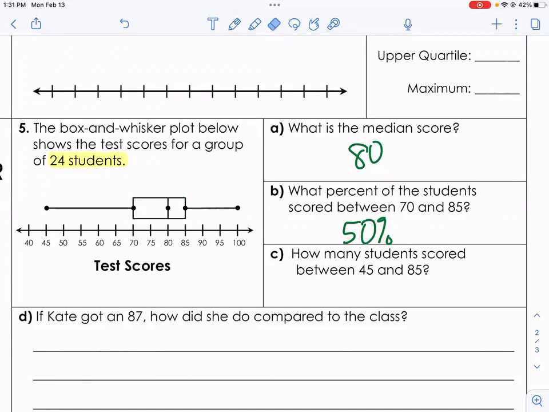Okay, now here's a fun one. How many students scored between a 45 and 85? So here's 45 and here's 85. So what percent? 75%. But I want to know how many students. 18. How do you know that? Oh, because you divided by 4. So we can take 75%, so 0.75 times the number of students. We have 24 students. If we multiply that by 0.75, that's 3/4, we get 18.